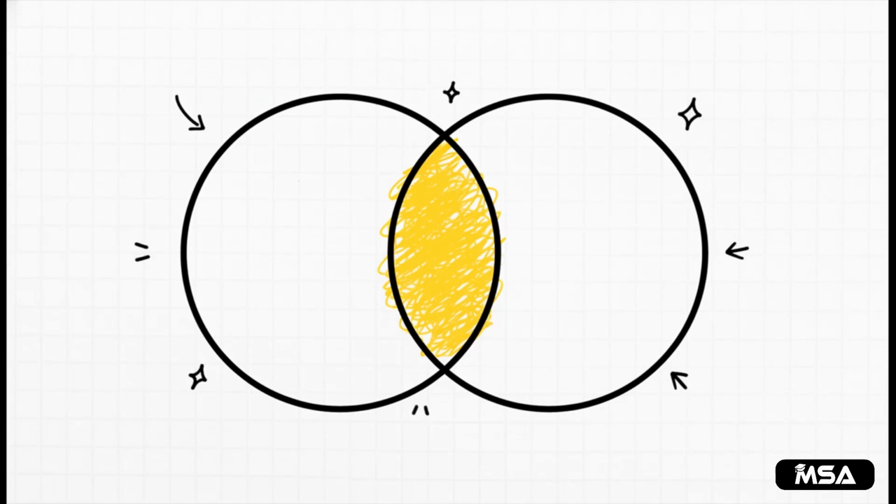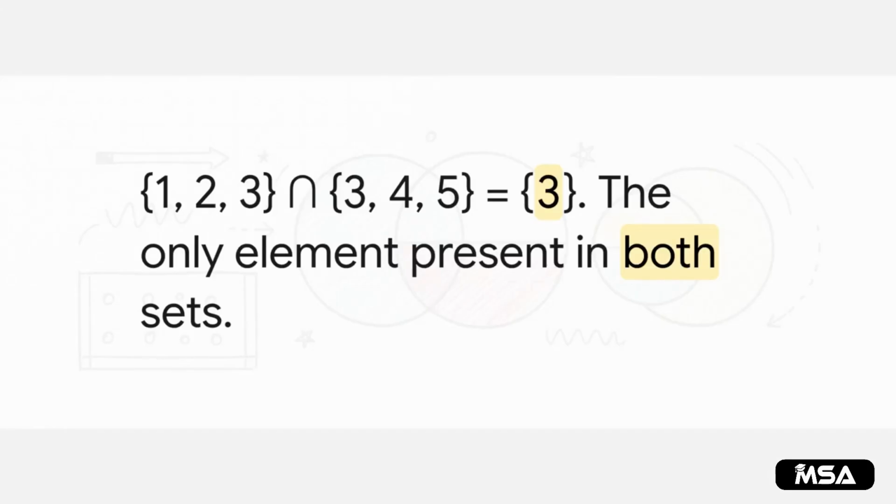And the visual here is the perfect contrast to the union, right? For the intersection, we only shade that little bit in the middle where the two circles overlap. That little sliver is the sweet spot. It's only the elements that the two sets share. So if we apply this to our same number example, what's the intersection of 1, 2, 3 and 3, 4, 5? Well, it's just the set with the number 3 in it. And why is that? Because 3 is the only element that exists in both of the original sets.